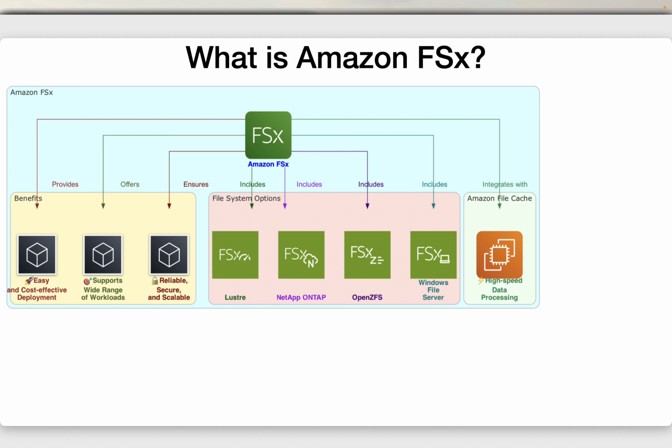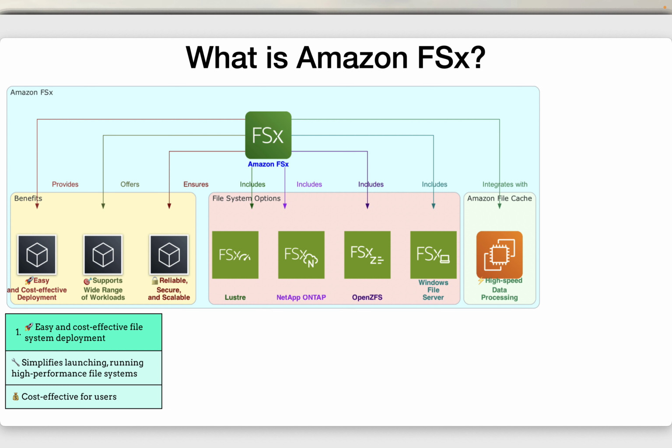So what is Amazon FSx? Amazon FSx simplifies the process of launching and running high performance file systems in the cloud, making it cost effective for users. So just remember, we have normal elastic file systems and S3 for block storage, but this one is FSx. This is for high speed performance computing. So this is specialized file systems and applications which require very high performance.